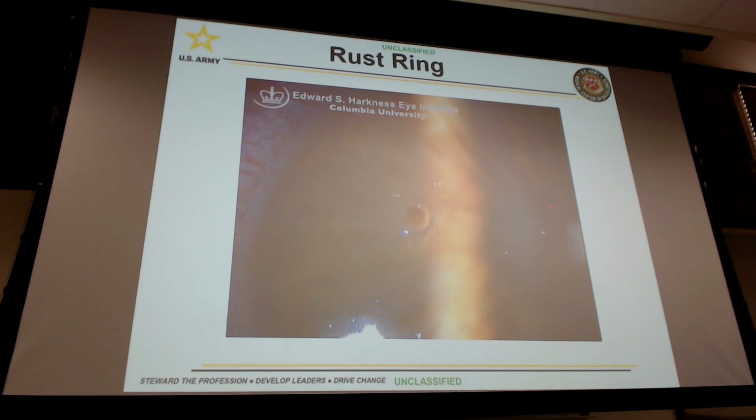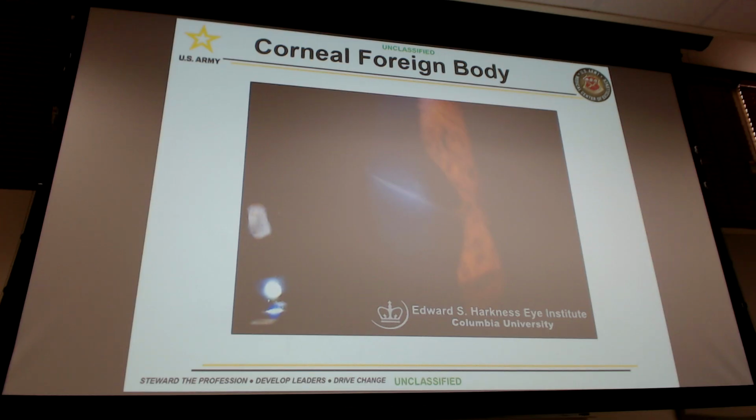A lot of times this rust ring, as the corneal layers regenerate, it'll just push that rust right out. So we don't really worry too much about a rust ring. Just get the metallic piece out. Okay, if a corneal foreign body is coming at a higher speed, sometimes it can puncture through, and now it's not a corneal foreign body anymore, now it's an intraocular foreign body, but it can cut through the cornea. That's a bad thing.